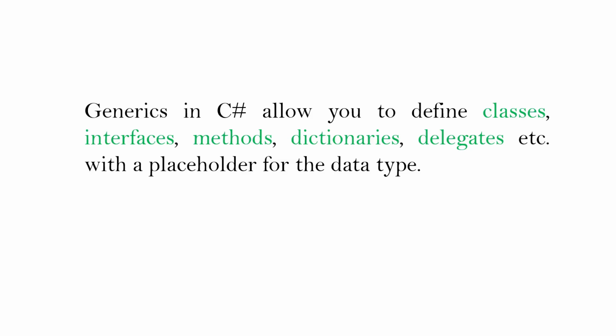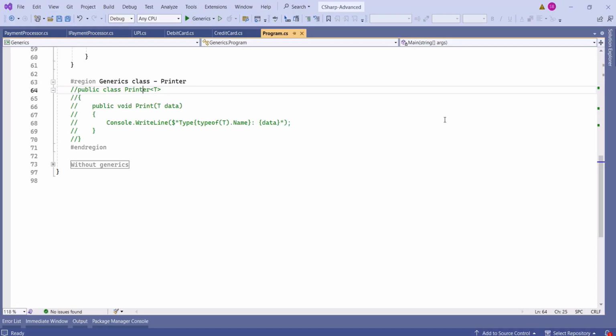Generics in C Sharp allow you to define classes, interfaces, methods, dictionaries, delegates, etc. with a placeholder for the data type. As discussed earlier, generics can be used to create generic classes, methods, interfaces, dictionaries, and so on. In this example, we have seen how to create a generic class.